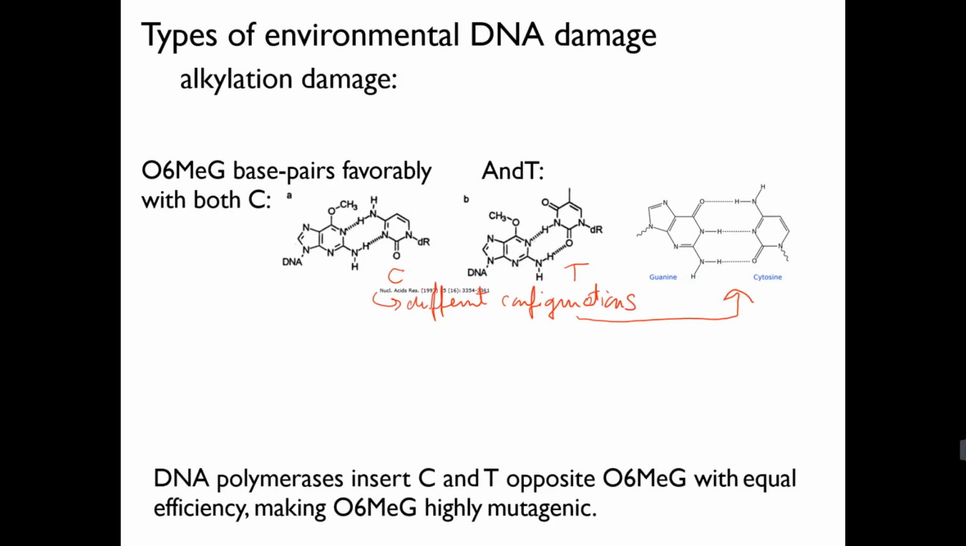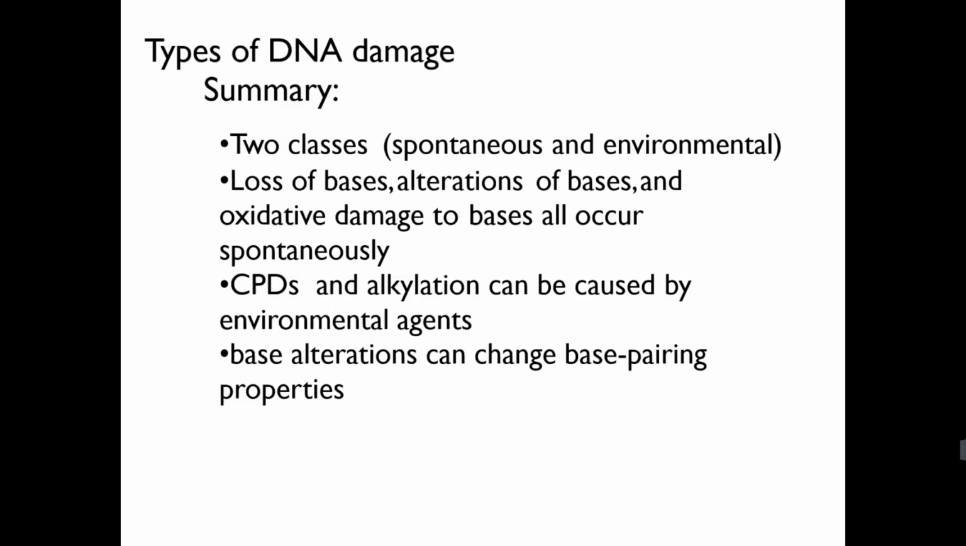So basically, our GC base pair can go through multiple rounds of replication so that we end up with an AT base pair. Just to reiterate, you can take a GC base pair through some steps as normal, and then finally end up with an AT base pair. Let's pause here and just summarize the first part of this lecture.